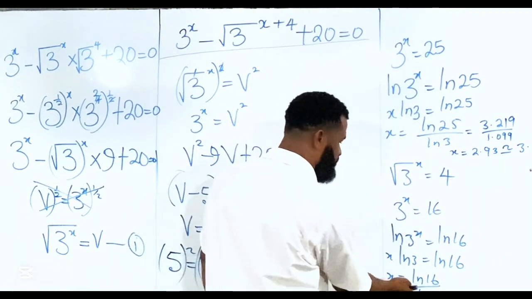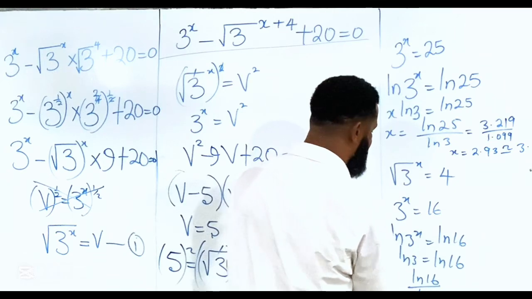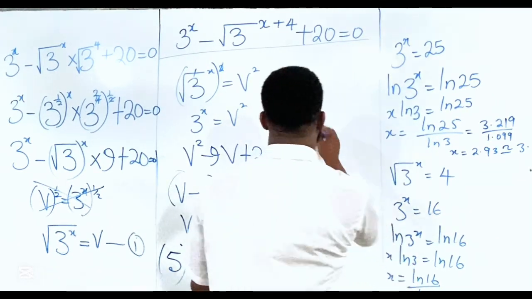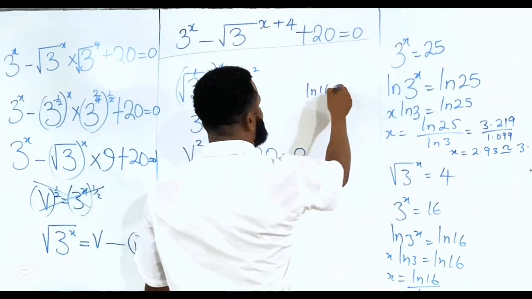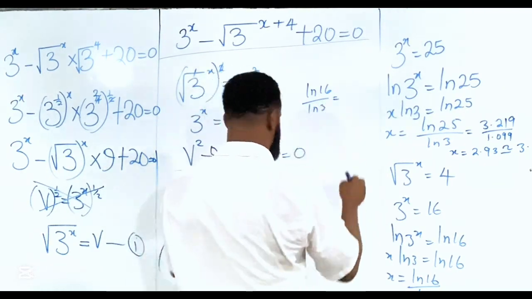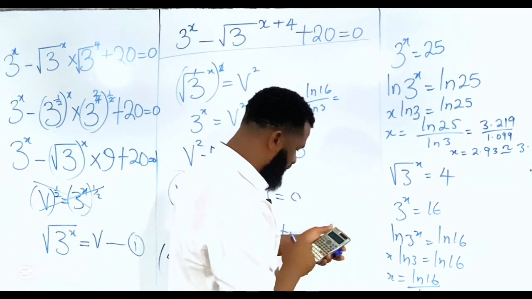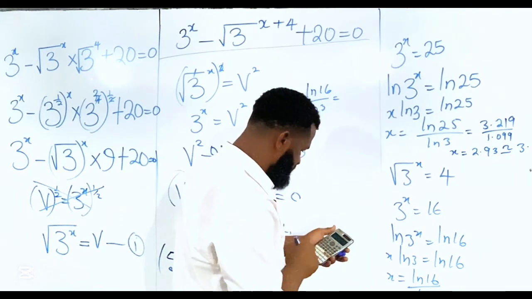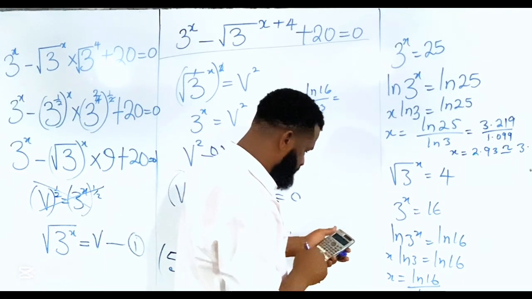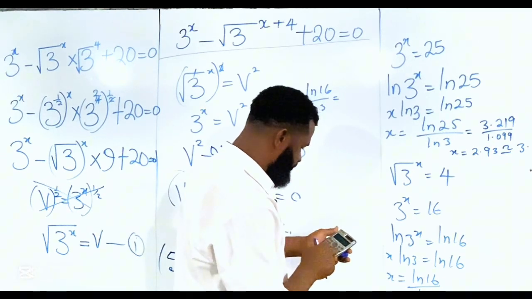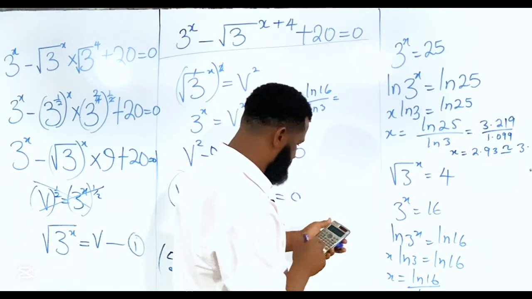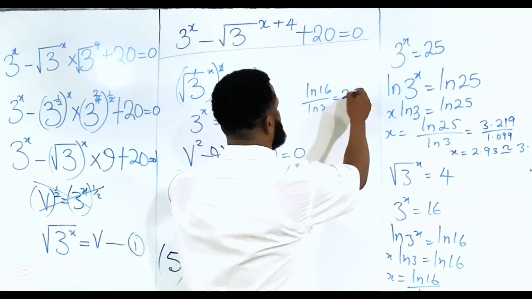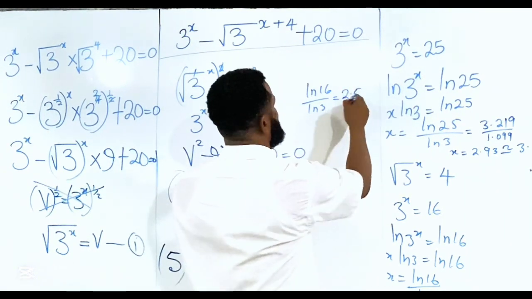Let me also find what is going to be here. ln 16 divided by ln 3 is going to be what? So let me use fraction at the same time. This is ln 16 over ln 3, which is 2.5.